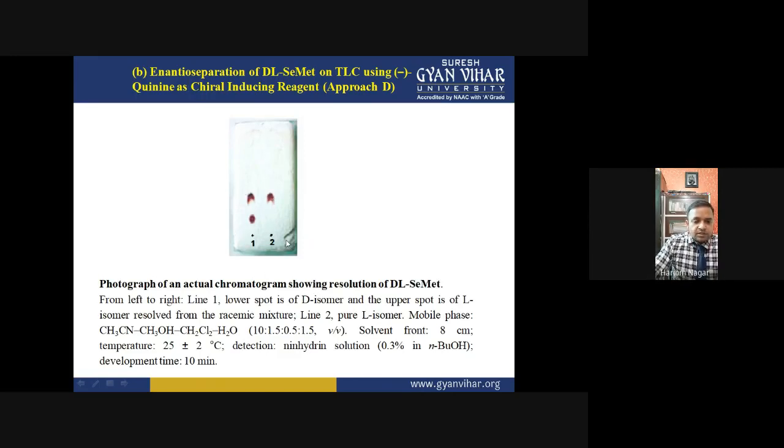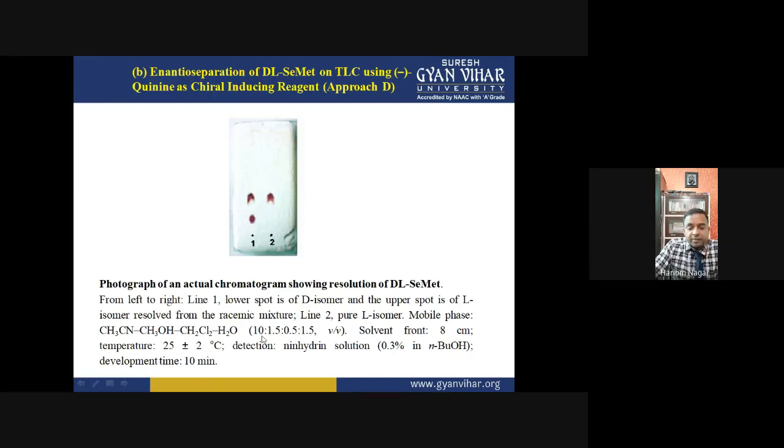After the run, these were the chromatograms. The lower spot is for the D isomer and the upper spot for the L isomer. Okay? This was the chromatographic condition where acetonitrile, methanol, DCM and water were taken in the ratio 10, 1.5, 0.5, 1.5 volume by volume. Okay, and the solvent front was 8 centimeters. The solvent traveled from this spot to the upper part here, which is the 8 centimeter distance. This is the distance traveled by the solvent, and the distances traveled by these spots are these.